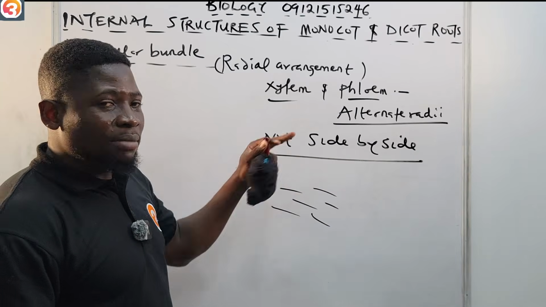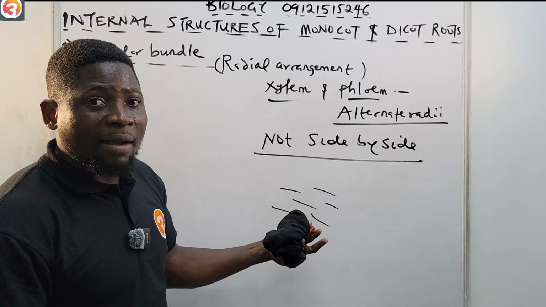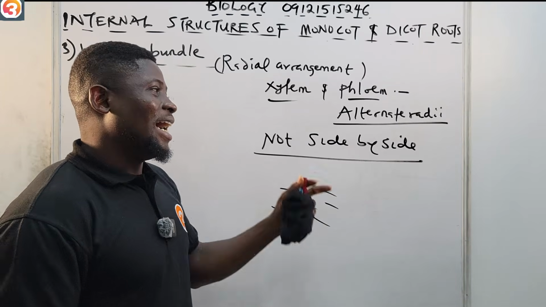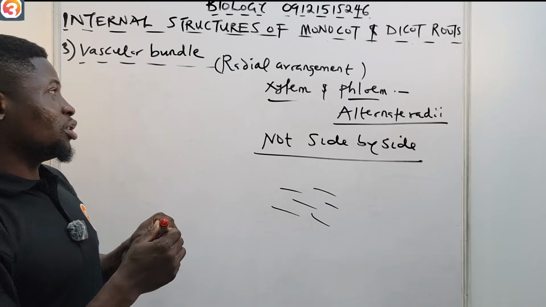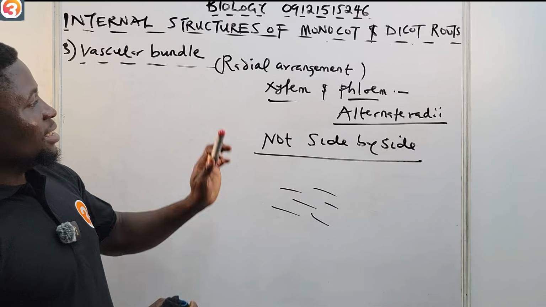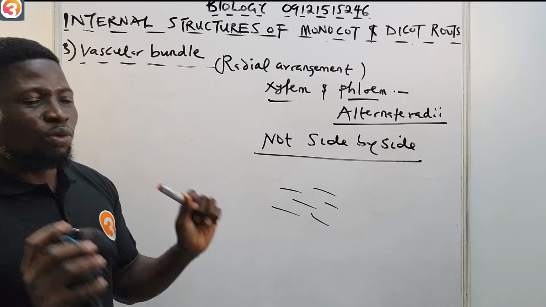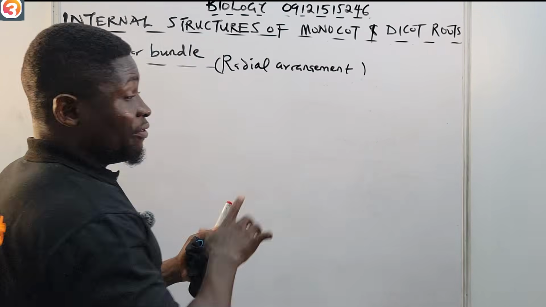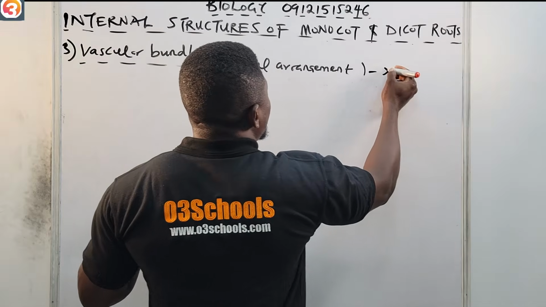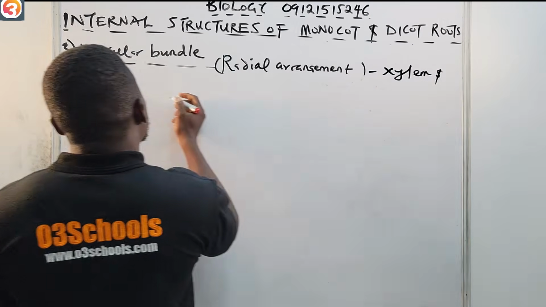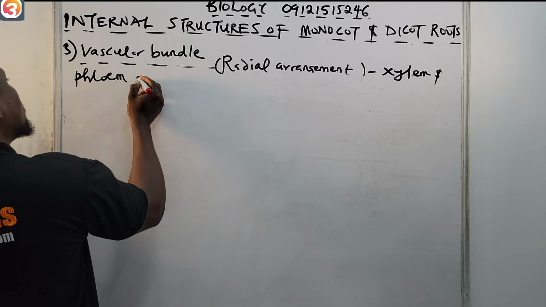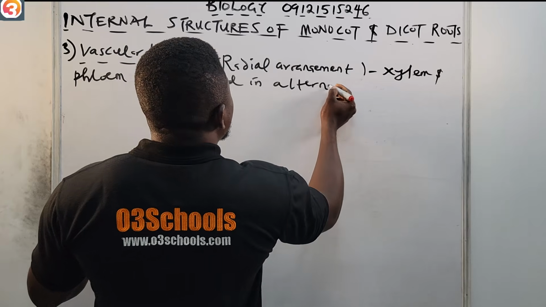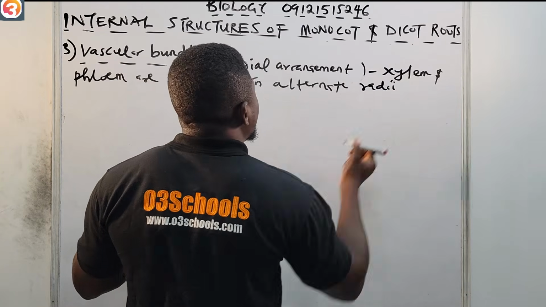Xylem is there conducting water and minerals. Phloem is there conducting food. So they are not placed side by side. They are arranged on alternate radii. That's what we're talking about. So for the radial arrangement, the xylem and the phloem are arranged in alternate radii. They are not placed side by side. So let us see number 1 for the vascular bundle radial arrangement: xylem and phloem are arranged in alternate radii.